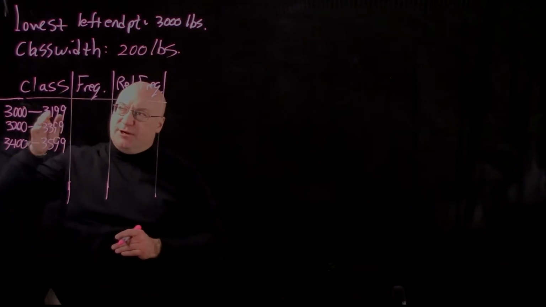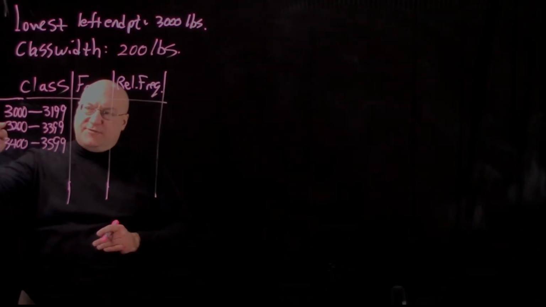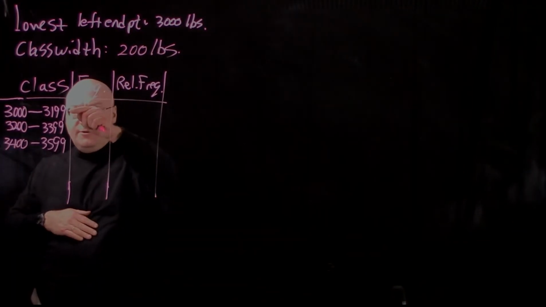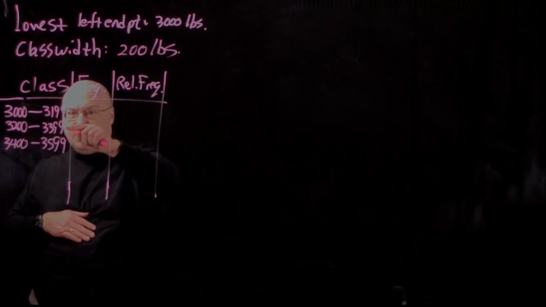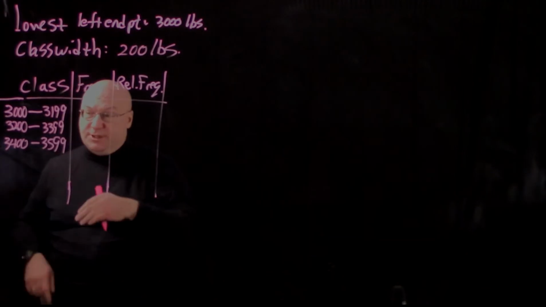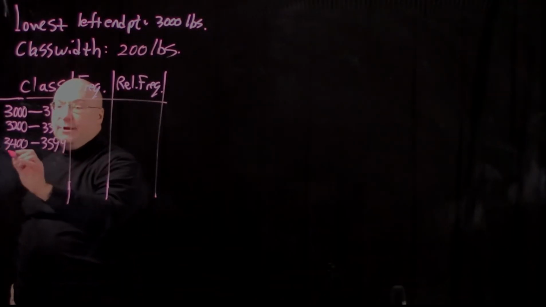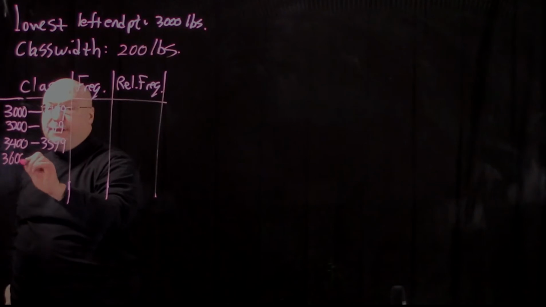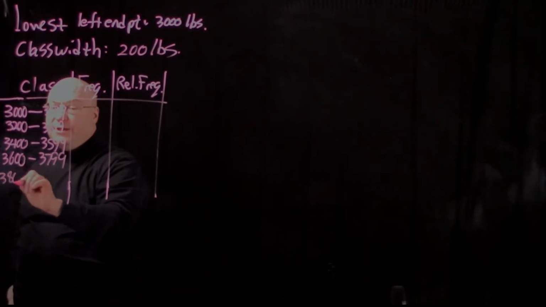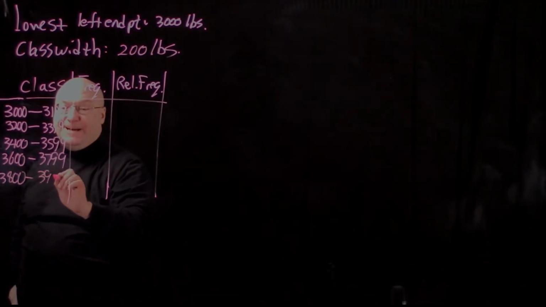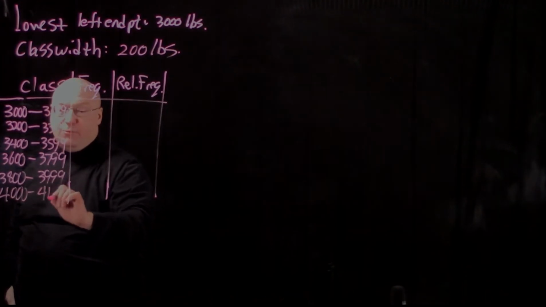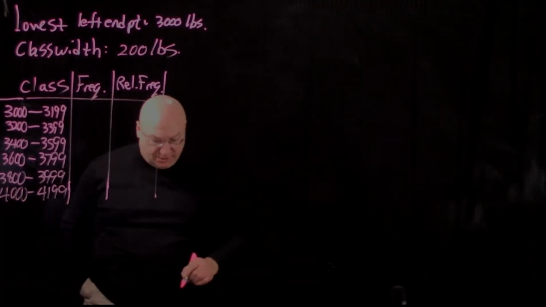Never forget, the class width doesn't go from the left endpoint to the right endpoint. It's so tempting to think that. It goes from the left endpoint to the next left endpoint, or from the right endpoint to the next right endpoint, or from the midpoint to the midpoint, as we saw before. All right, so 3,600 to 3,799, 3,800 to 3,999, and 4,000 to 4,199, and I think that gets them all.